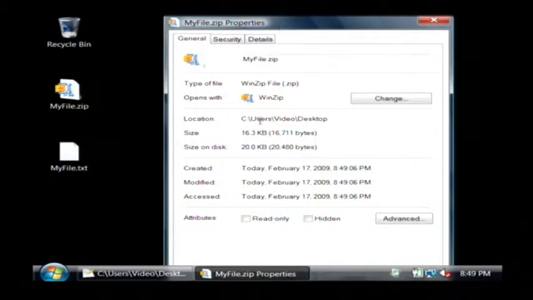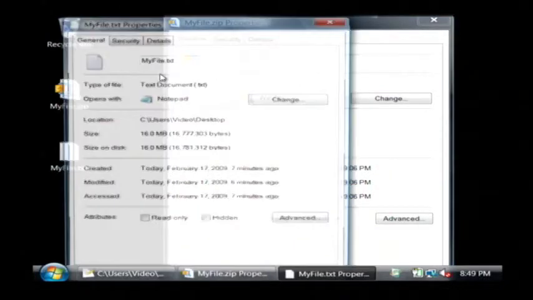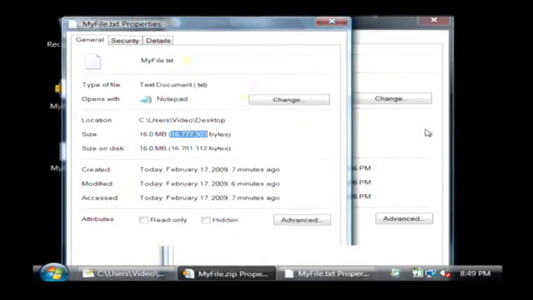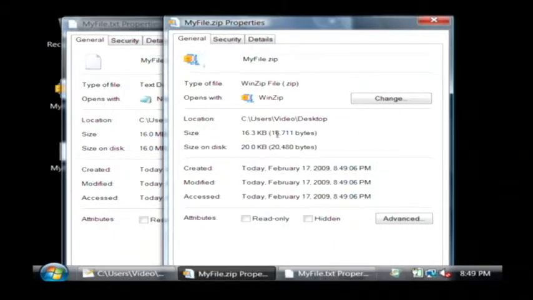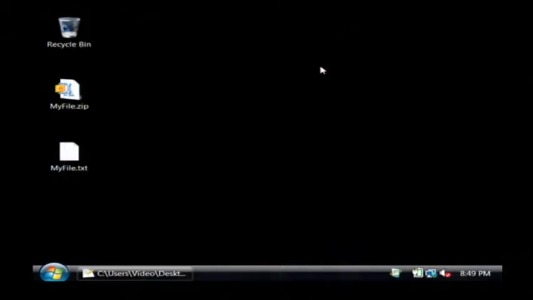as you can see, it is 16.3 kilobytes. My original file was 16 megabytes. So that's a difference of 16.7 million bytes that are stored on the hard drive, as opposed to 16,711 bytes. So there's a huge compression ratio there because that ASDF pattern happens so many times in that file.